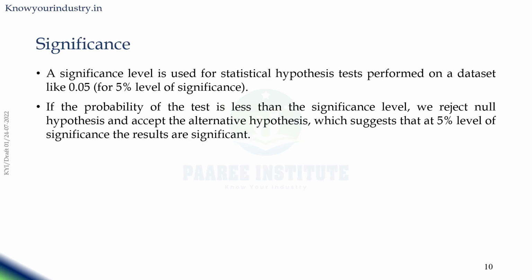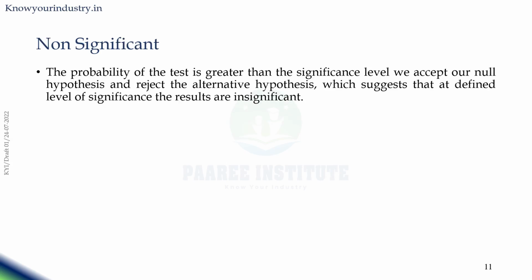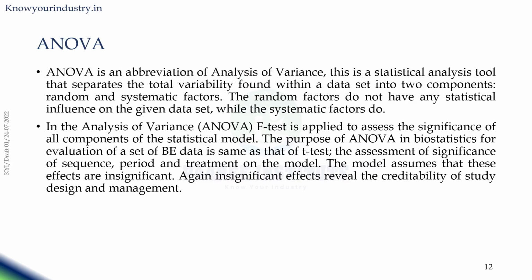Significance. A significance level is used for statistical hypothesis tests performed on a dataset, and the level of significance generally is 5%. If the probability of the test is less than the significance level, we reject the null hypothesis and accept the alternative hypothesis, which suggests that at the 5% level of significance, the results are significant. What is non-significant? The probability of the test is greater than the significance level. We accept our null hypothesis and reject the alternative hypothesis, which suggests that at a defined level of significance, the results are insignificant.